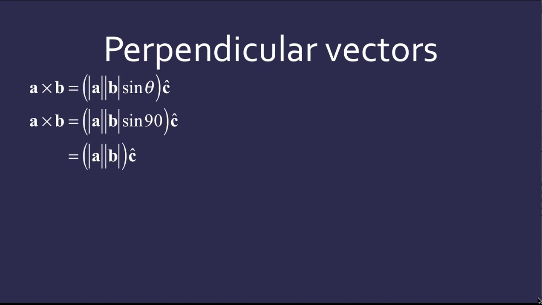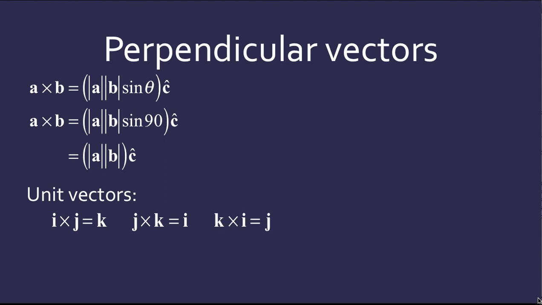This means that for the unit vectors i, j and k, which have a magnitude of 1 by definition, the product i cross j is k, j cross k is i, and k cross i is j. Also, since A cross B is equal to minus B cross A, this means that j cross i will be minus k, k cross j will be minus i, and i cross k will be minus j.